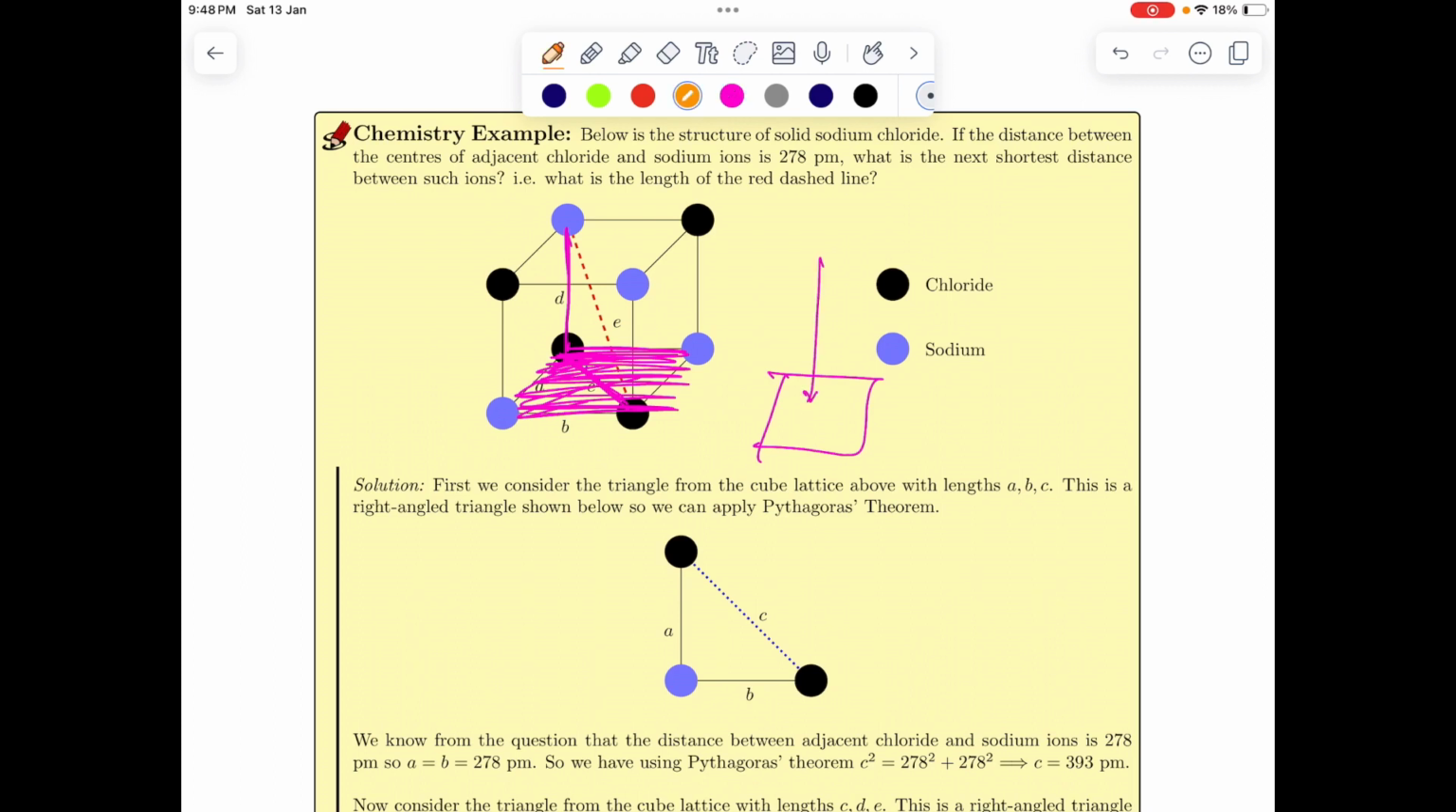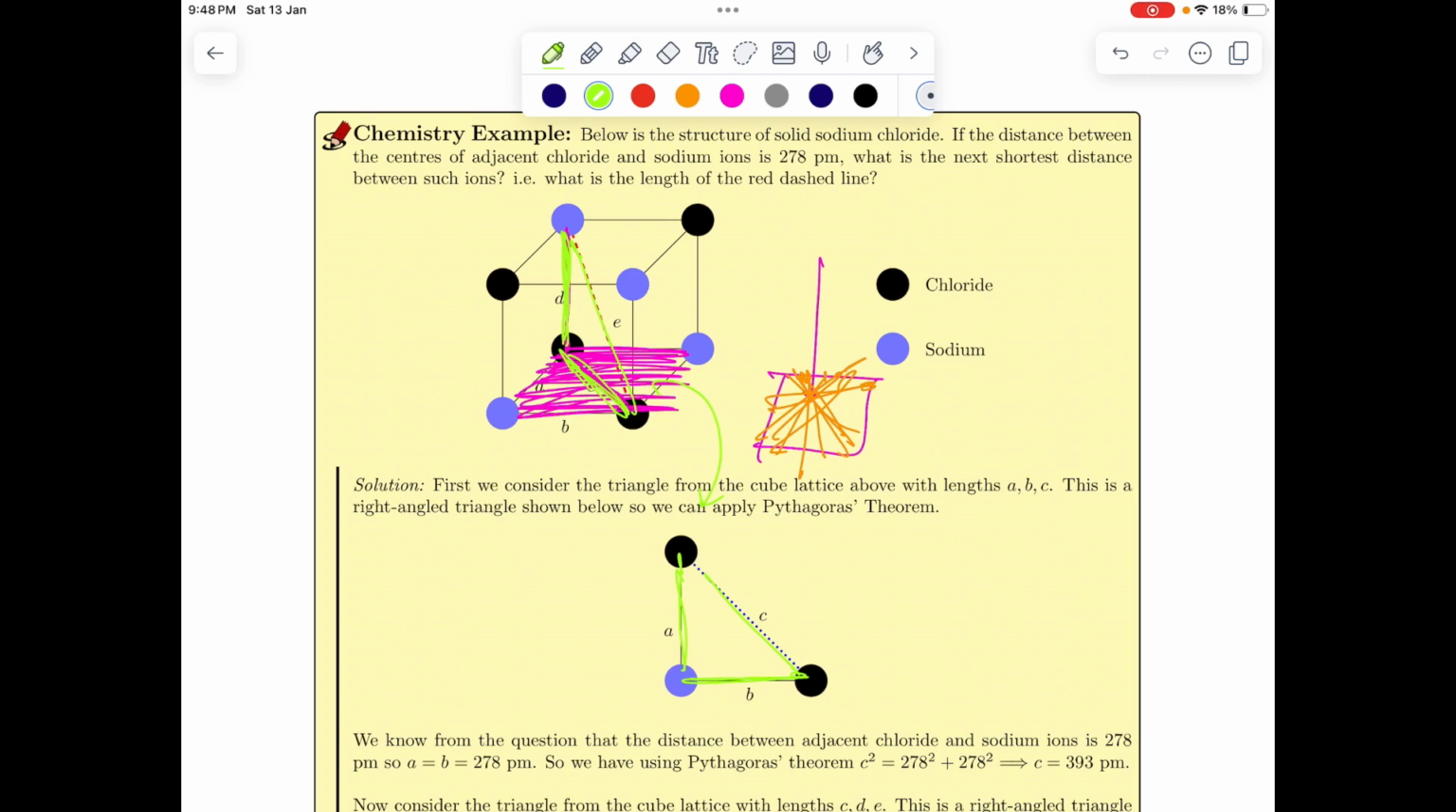Why? Because this plane itself is perpendicular to a line. So if we have a plane and a line is perpendicular to the plane, definitely the line will be perpendicular to any line on the plane, right? Because the plane is constituted by those lines. So we can clearly see a right angle triangle over here.